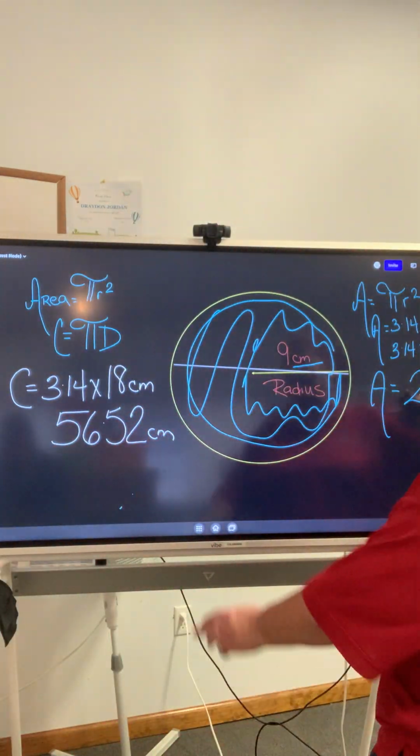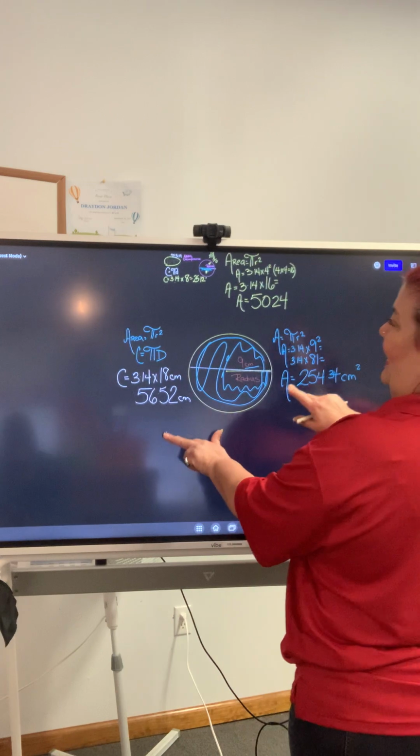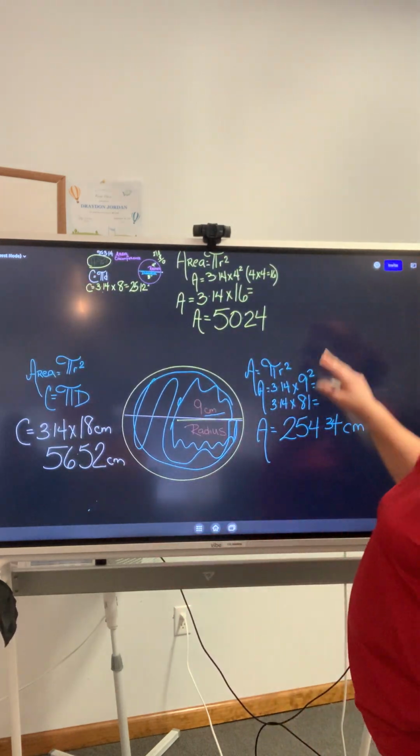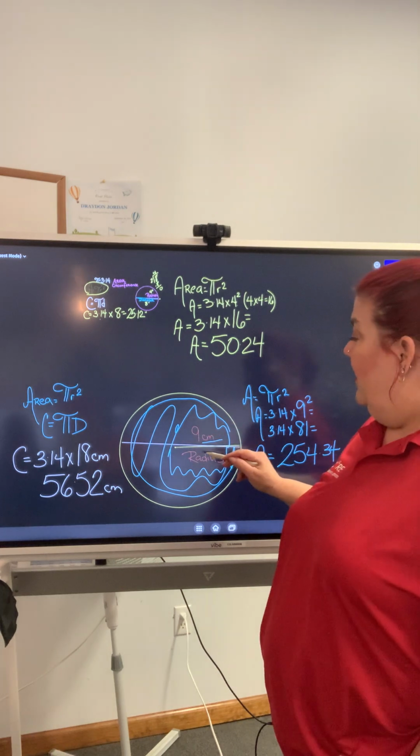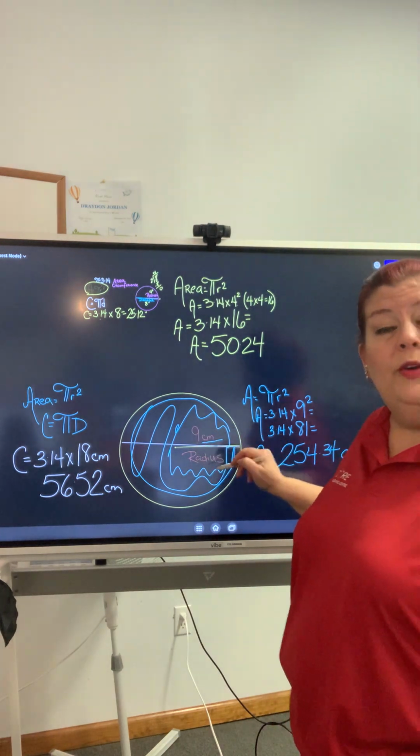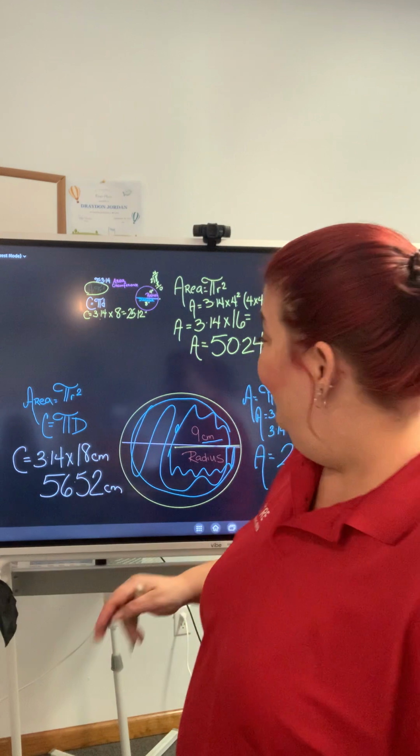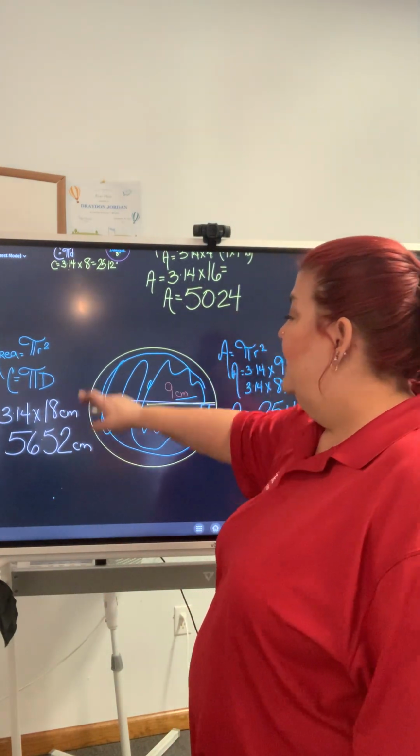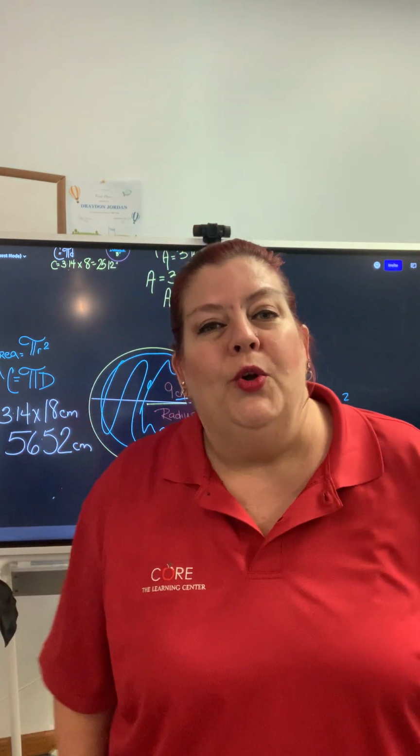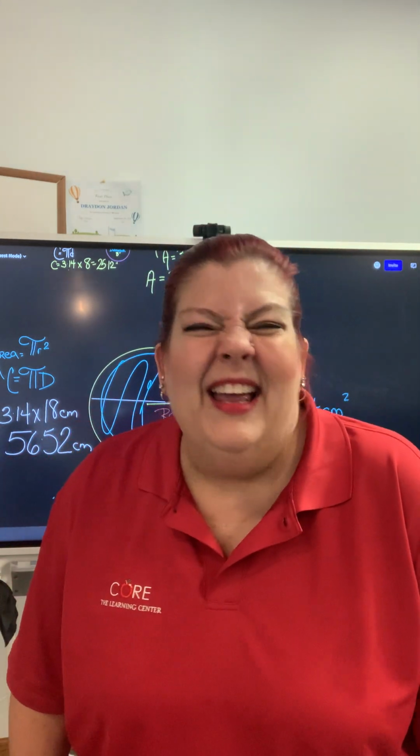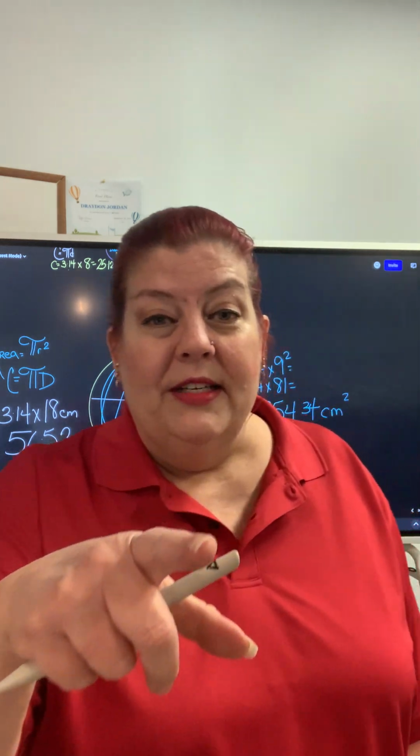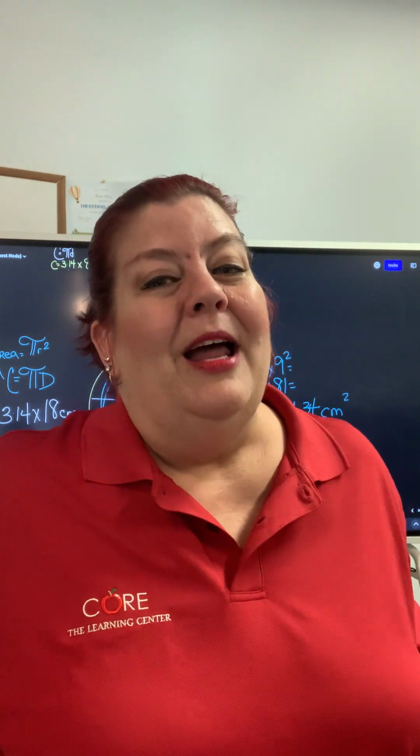Alrighty, so this is what you got. Please remember, always write down your formulas. Diameter, the half of a diameter is a radius, times 2 is a diameter. And all you have to do is substitute, use your handy dandy calculator, and you will be calculating circumference and area in no time.